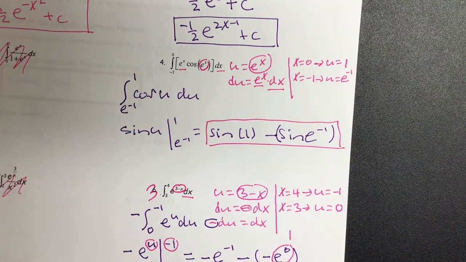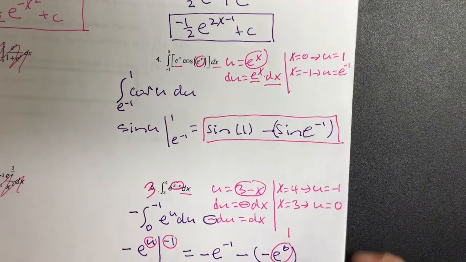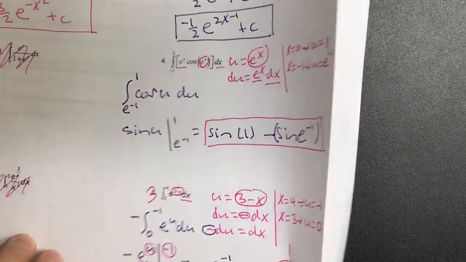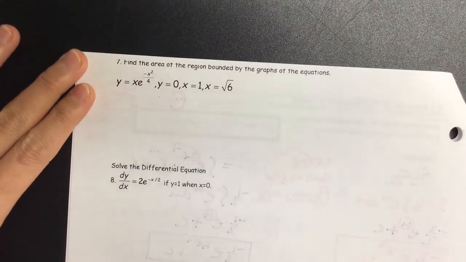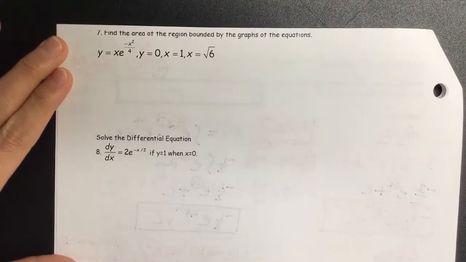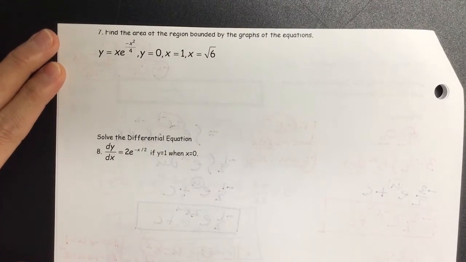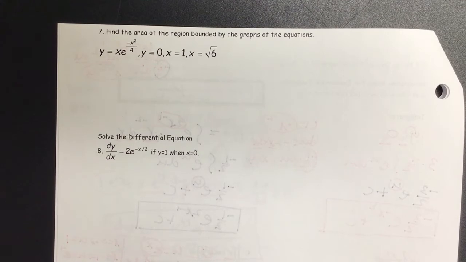All right, on the back, we got 2 more. And it looks like the copy machine kind of ate part of the instructions. Oops. Xavier, go ahead and read what you can. Number 7. Find the area of the region bounded by the Gaussian equations.